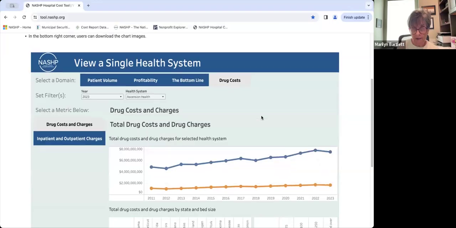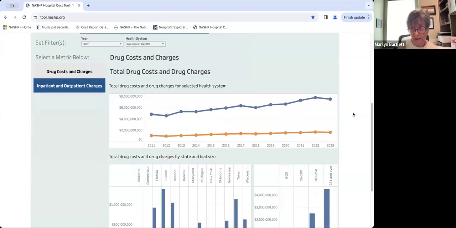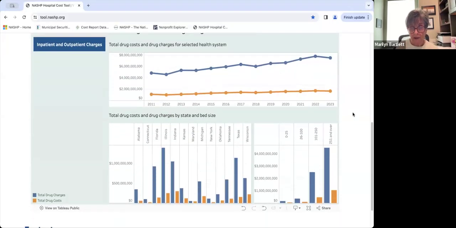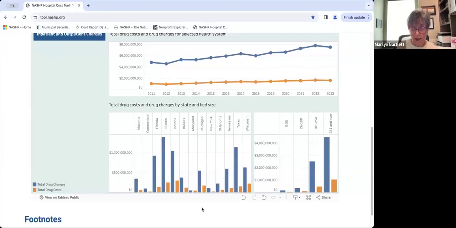We're looking at drug costs. Again, these are the new charts we've added at state requests. You can take a look at the different states. Blue are charges. Orange is showing you the different costs. And as you scroll across here, you can see by state and you can see by bed size.